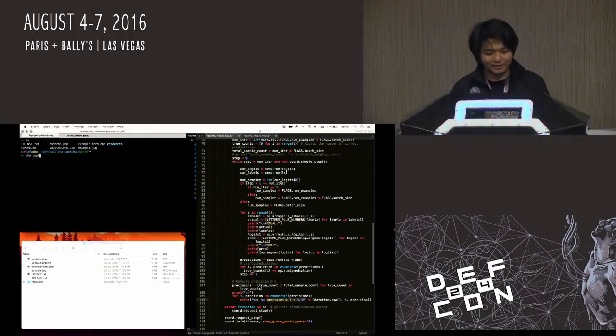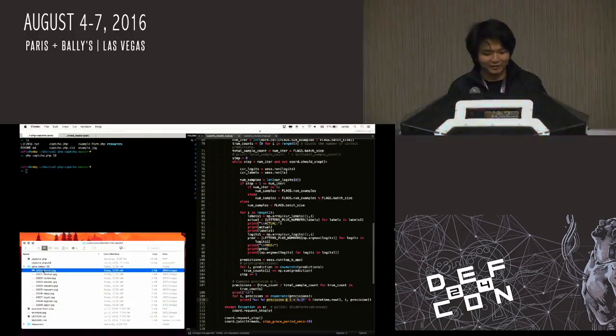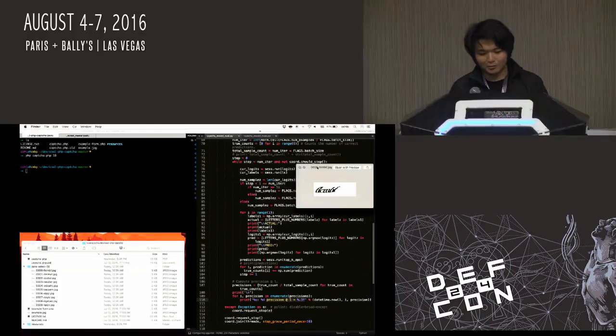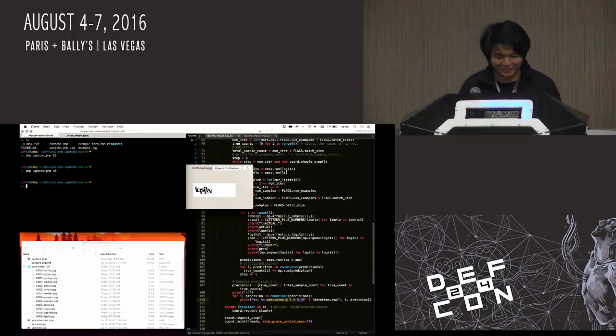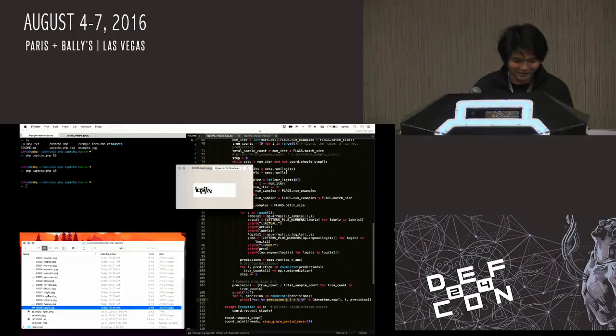Let's generate some CAPTCHAs with Cool PHP CAPTCHA. It generates CAPTCHAs that are pretty similar to what you see out there. You can train the model to work better for different kinds of CAPTCHAs, different kinds of perturbations. But I have problems reading some of these, so I think that qualifies as a good CAPTCHA, according to what I'm seeing on the web now.